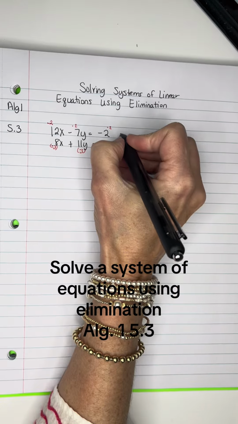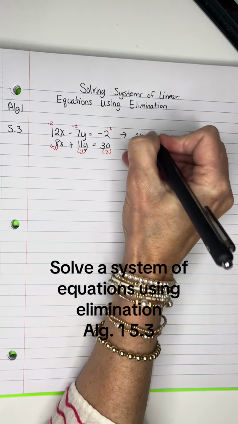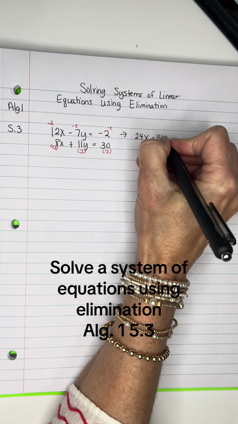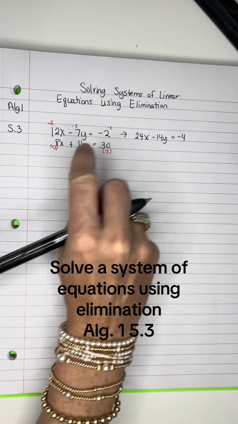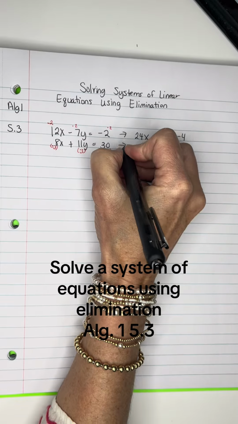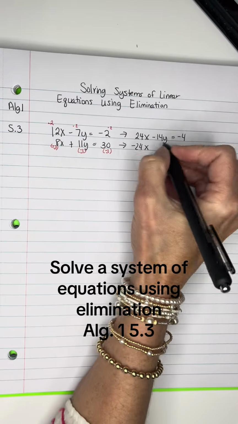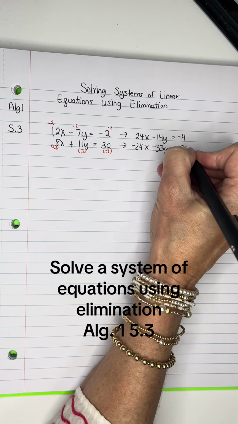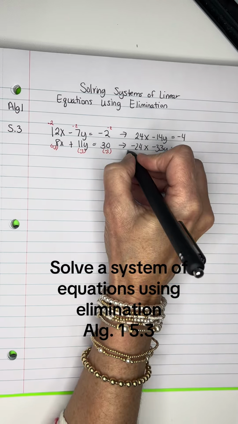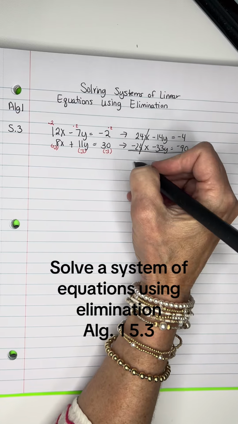Okay, so the new top equation becomes 24x minus 14y equals negative 4, multiplying all those by 2. The new bottom equation becomes negative 24x minus 33y equals negative 90. So I was manipulating the problem so this would happen, and it did. Now I eliminated the x's.